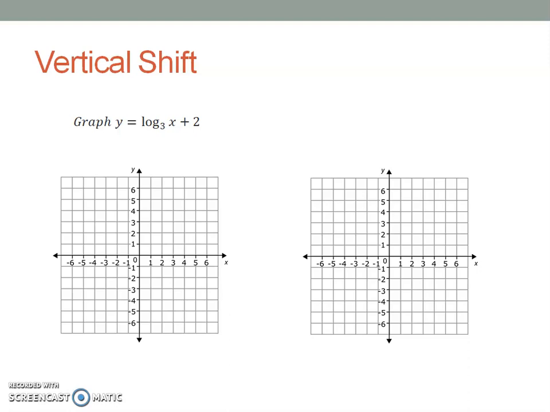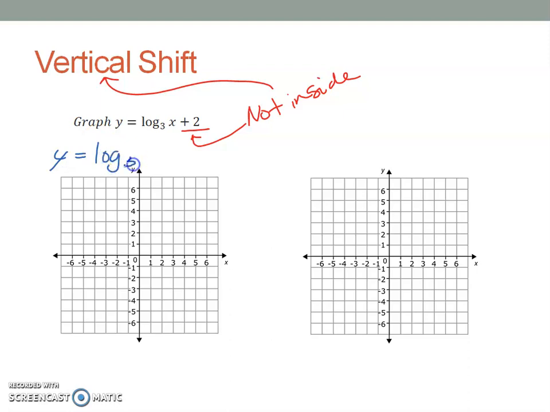Next, with my vertical shift, I've got log base 3 of x plus 2. How do I know that this is a vertical shift? This is not inside parentheses. So that'd be on the outside there. That's how I know that it's on the outside, which is what causes that to be a vertical shift. So I'm going to start graphing my parent function here. y equals log base 3 of x would be my parent function.